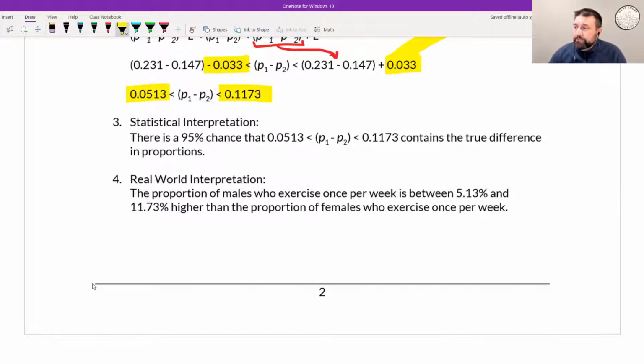So there's a 95% chance that this interval contains the true difference in the proportions of males and females that exercise once per week for the entire population. If you're writing a clickbait news headline for this, you would say the proportion of males who exercise once per week is between 5% and 11% higher than the proportion of females who exercise once per week.